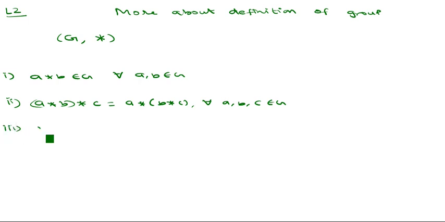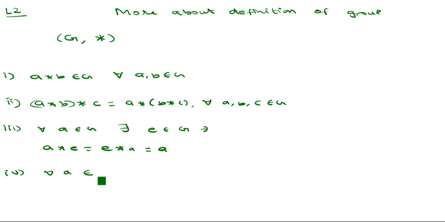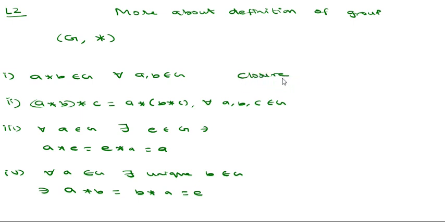And the third one: for every A in G, there exists E in G such that A star E equals E star A equals A. And the fourth one: for every A in G, there exists a unique B in G such that A star B equals B star A equals E. Here we call this E the identity element, and we call B the inverse of A. So this property is called closure property, this is associative, identity, inverse.